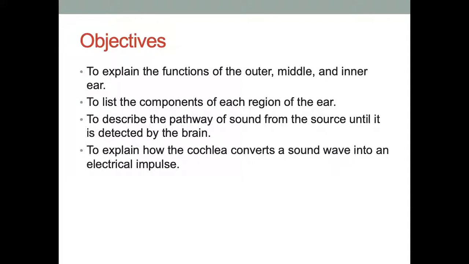The objectives for this presentation are first, to explain the functions of the outer, middle, and inner ear. Secondly, I'd like to list the components of each region of the ear and talk a bit about each one of those. Next, we'll describe the pathway of sound from the source until it is detected by the brain. And finally, we'll explain how the cochlea actually converts a sound wave into an electrical impulse.